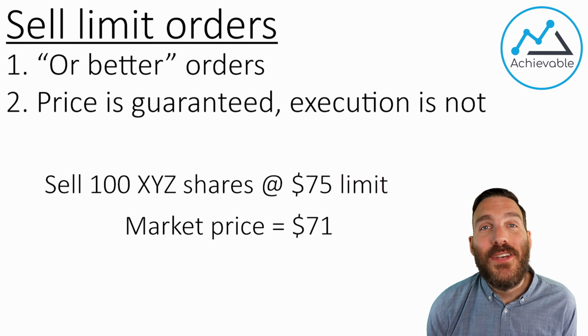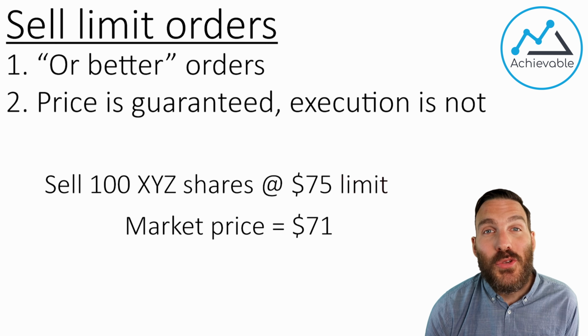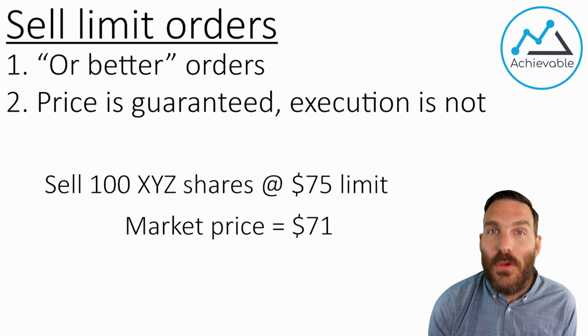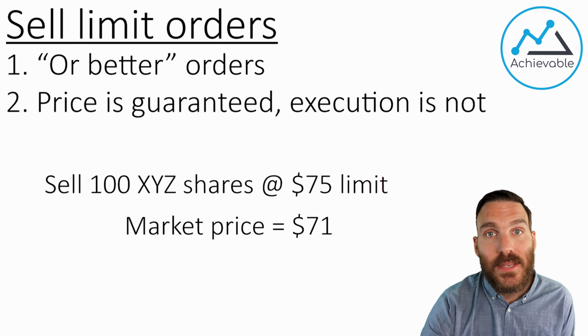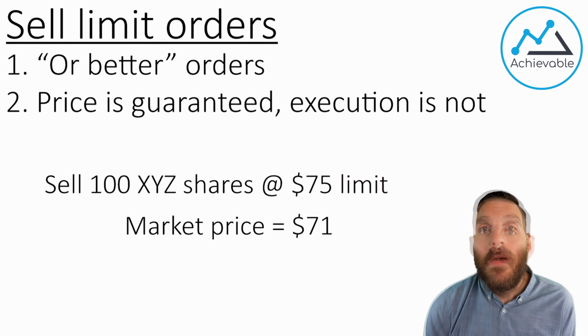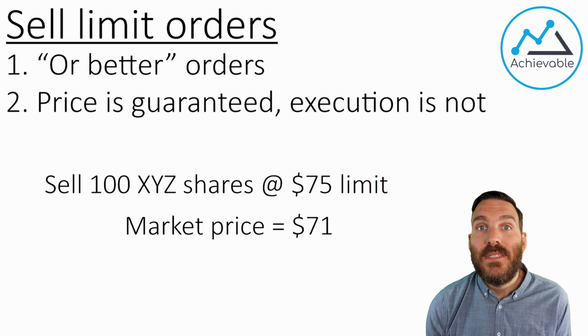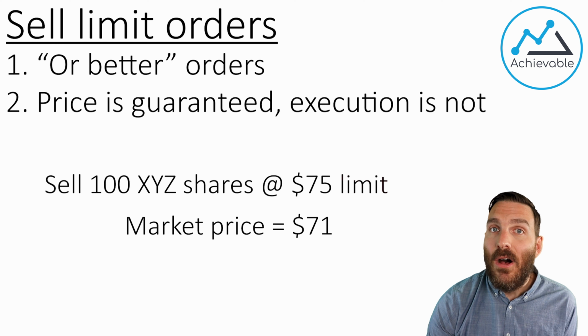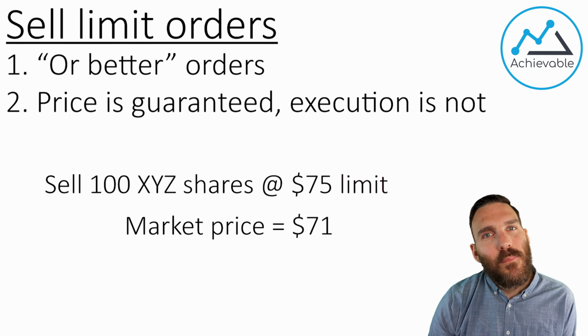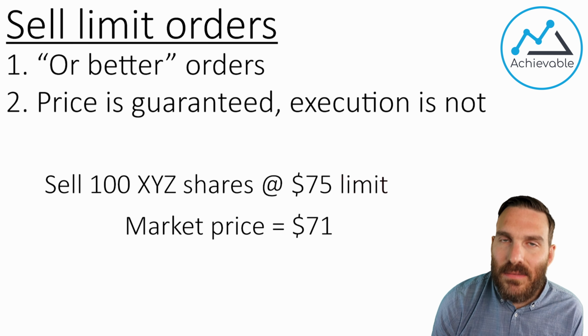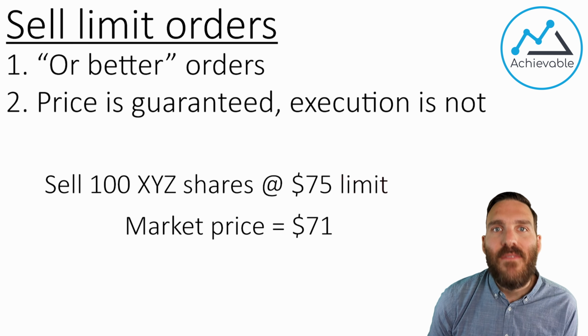But not everything is good with a limit order. Limit orders do not guarantee execution, which means if the market price doesn't go up to the range that we think it's going to go, the order just never goes through. Back to our example. Let's say the market price is at 71. The investor places a sell 100 shares at 75 limit. What if the market price, instead of going up, goes down? Goes down to 68, 65, 60, 50, 40.